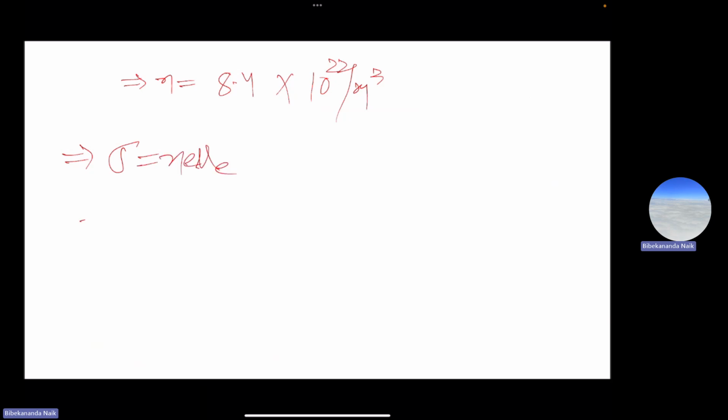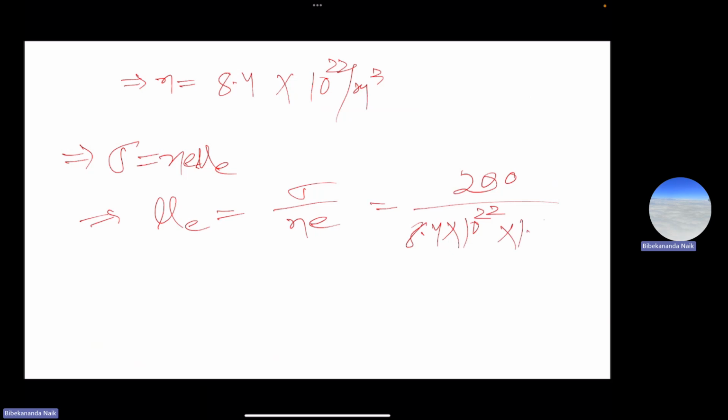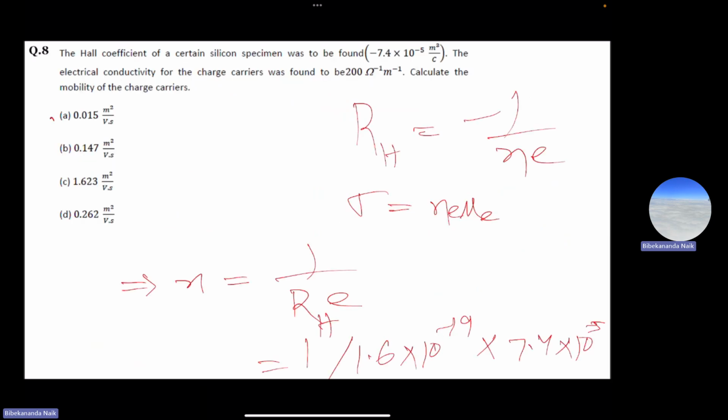Since sigma is n e mu, mu will be sigma by n e. Sigma is 200 divided by n, which is 8.4 into 10 to the power 22, into 1.6 into 10 to the power minus 19. That implies 0.015 meter square divided by volt into second. So the correct option is again option A.